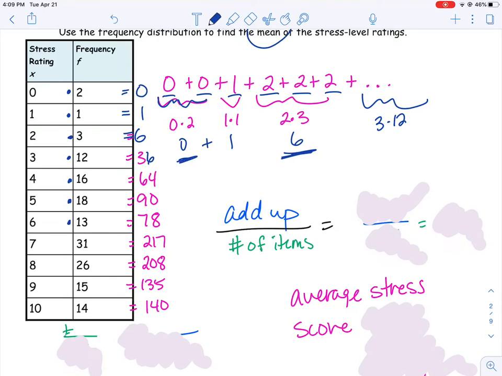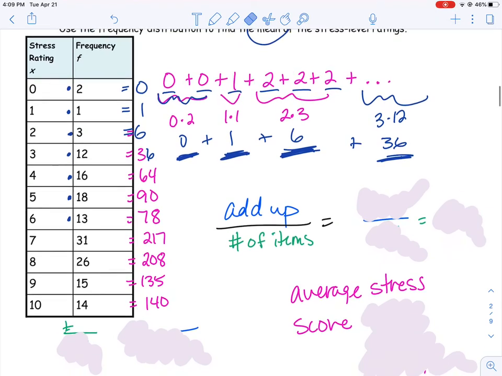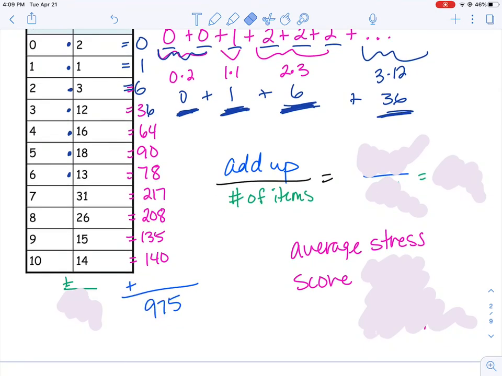Now that I've multiplied them all together, that gives me the 0, this 1, this 6, this 36. Don't I still have to add all of those numbers up to get a total? So now I want to add up all of those numbers so I can get a total. Remember, finding the mean or the average means I'm adding them all up and dividing by however many there are. When I add up all the scores, I end up getting a total of 975.